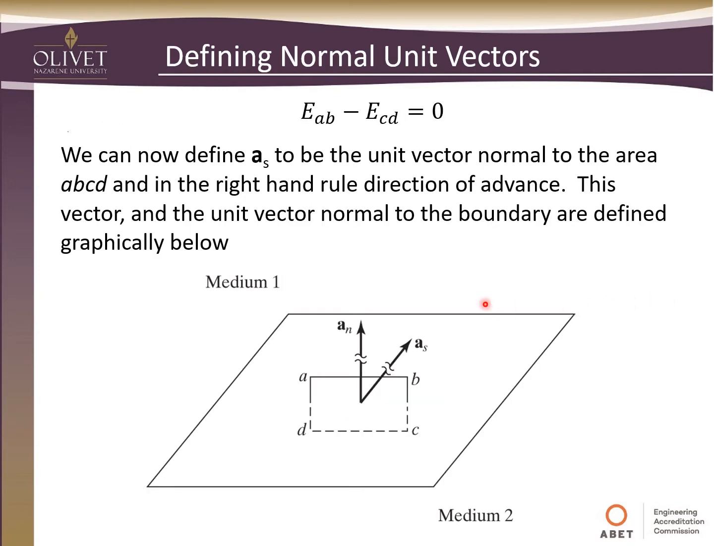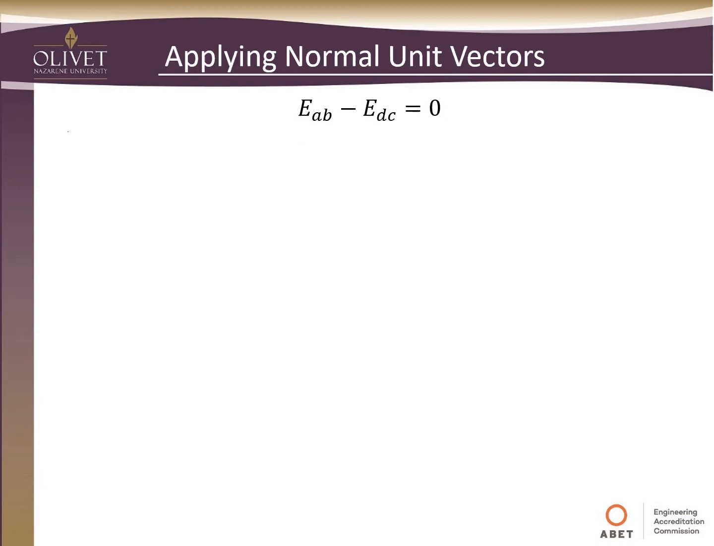So we can now define, again, AS to be the unit vector normal to the area ABCD. So we talked about that before. Again, AN is normal to this plane, AS is normal to this rectangle. And then if we use the right-hand rule of direction of advance, this vector and the unit vector normal to the boundary are then defined graphically below. So we're going to utilize that on the next slide.